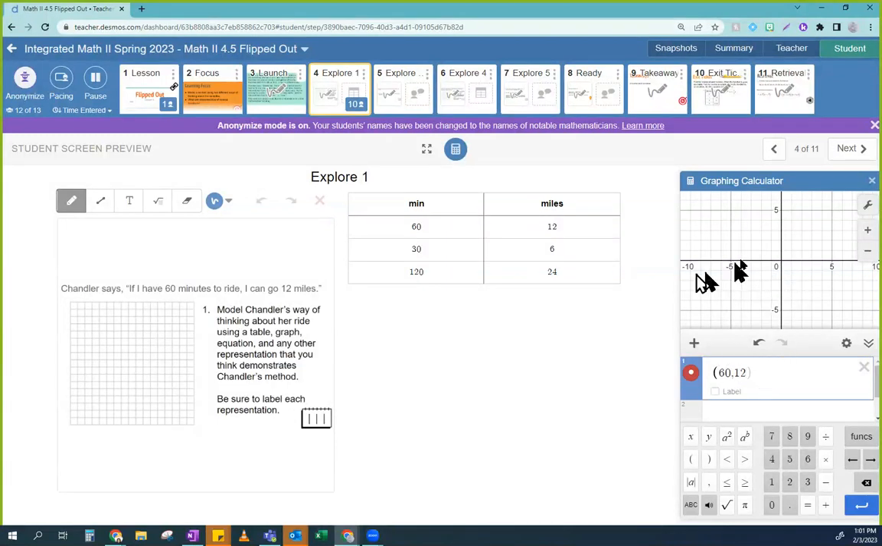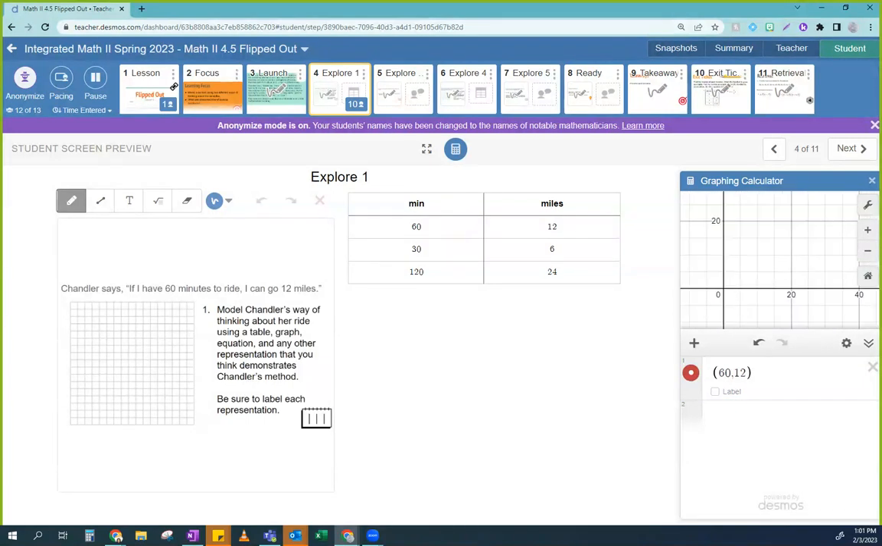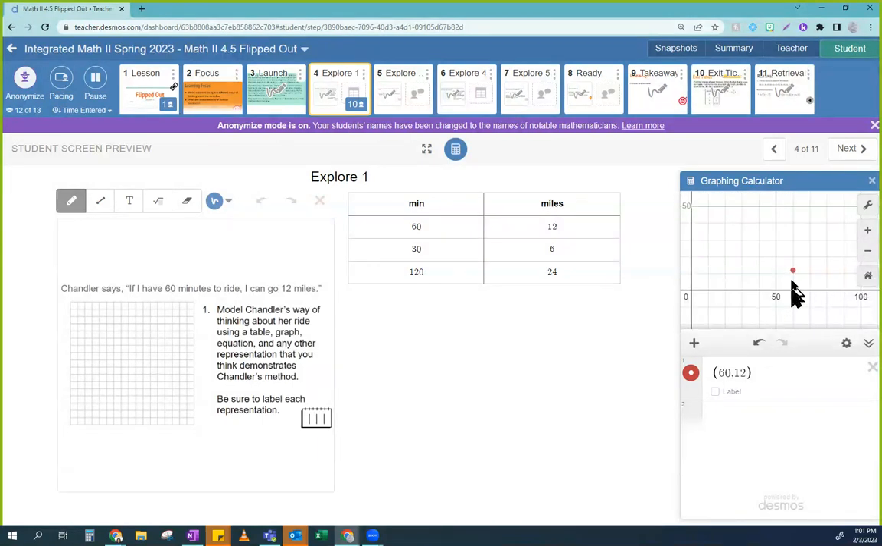And then you're like, hey, Miss Jonathan, I don't see it. Of course not, because this window is way too small. So I'll zoom out and I'll change the window a lot. There he is. And so then I'll zoom him in a little bit. There he is. He's at 60 and 12, right? And then you can continue to put those other ones in there.